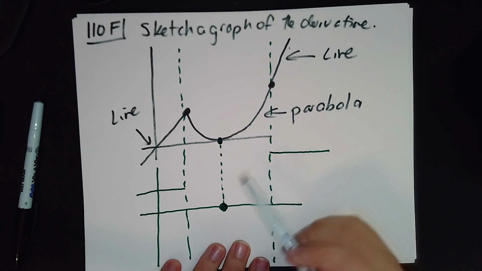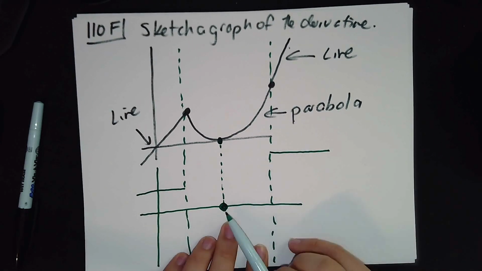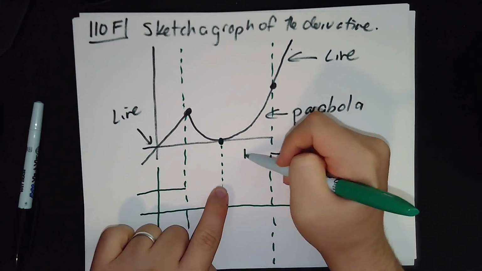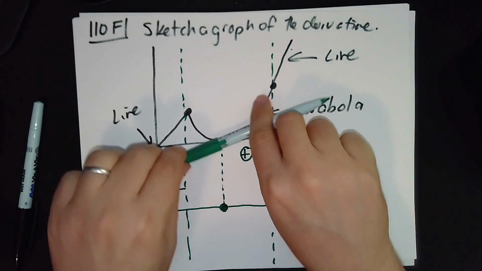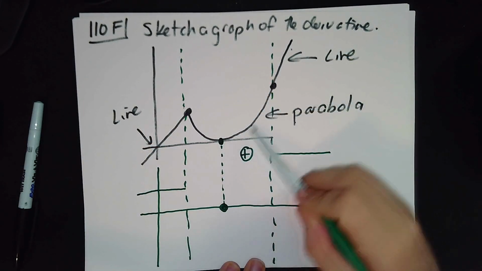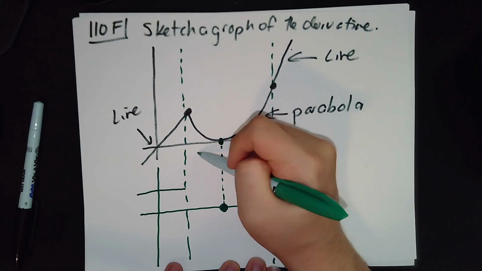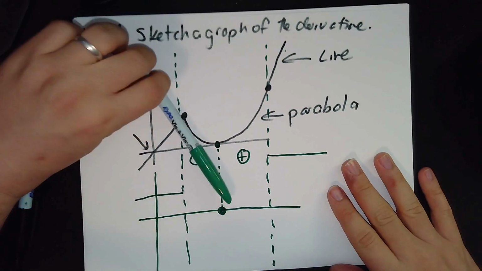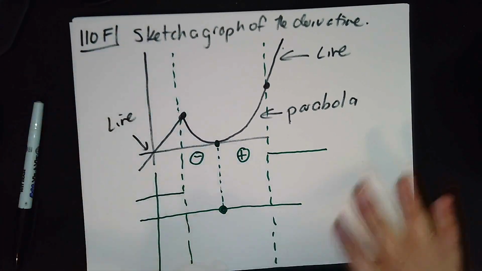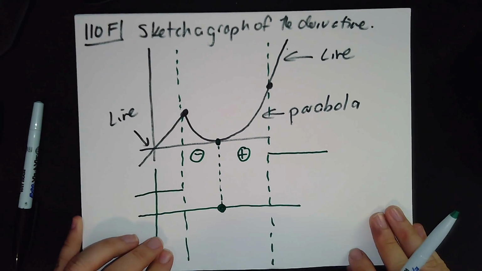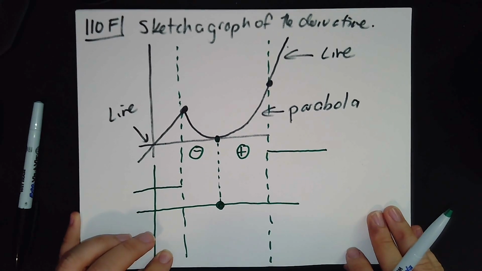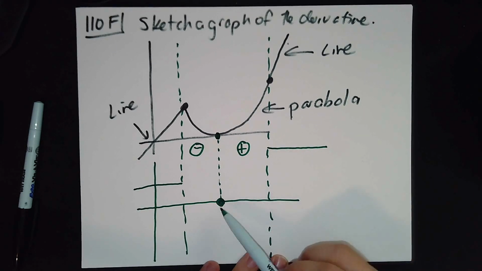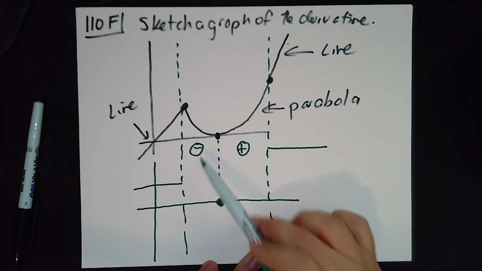Okay. We also can mark that in this piece between here and here, I know the derivative is going to be positive because the slope of all of these lines is positive. And over in this piece, it's going to be negative because the slope of all of these lines is negative. There we go. So this is going to be positive here and negative here.